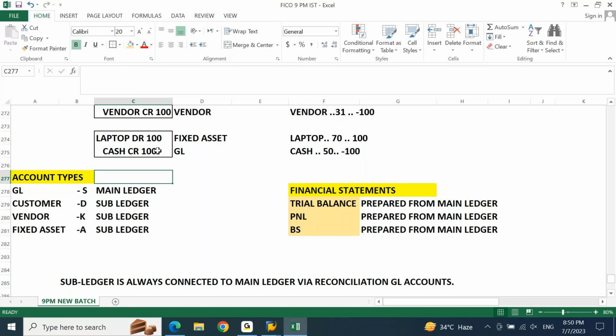Similarly, vendor, in short accounts payable: what kind of entries are posted, what kind of reports are extracted? Similarly, fixed asset: what kind of entries are posted, what kind of reports are extracted, so that you will have a fair understanding about why we are talking about main ledger and sub ledger specifically, why these are connected to a reconciliation account, why your financial statements are prepared only from the main ledger and not from the sub ledger. All these confusions will be clarified with practical examples in tomorrow's session. Okay.